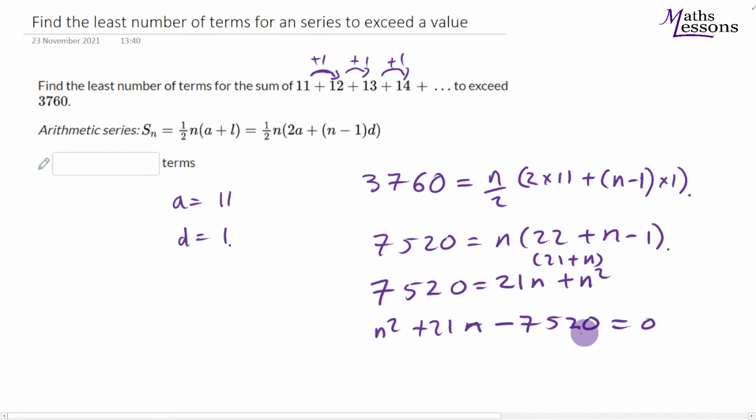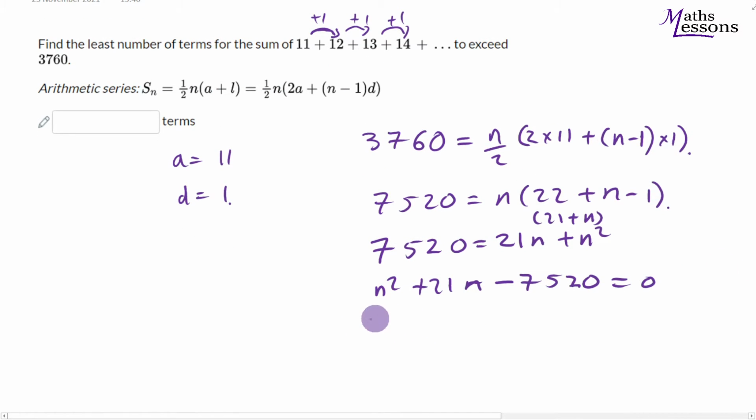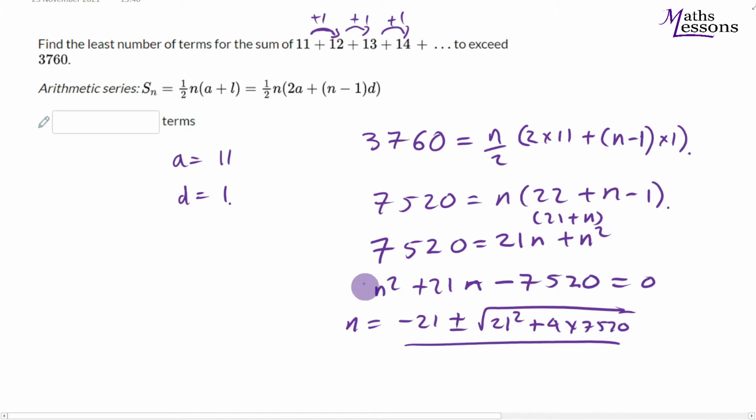Now, I'm not going to try and factorise this. It might be possible to factorise this, but I'm not really interested in looking at all the factors of 7,520. So I'm going to jump straight into the quadratic formula. That means that n will equal minus b, which is minus 21, plus or minus the square root of b squared, so that's 21 squared, minus 4 times a, which is the number of n squared, times c, which is minus 7,520. So we're going to end up with plus 4 times 7,520, because minus 4 times minus 7,520 will give us a plus. All over 2 lots of a. The a is the number of lots of n squared, so all over 2.